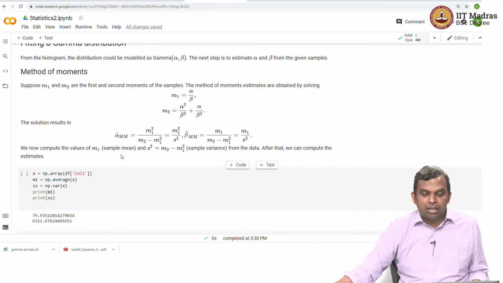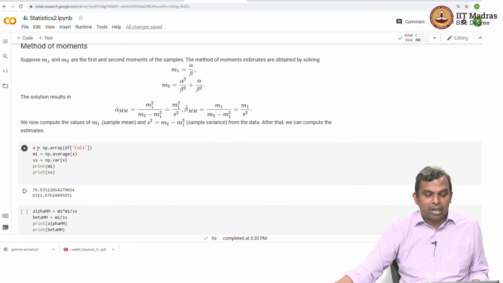You can compute the values of m1 and s squared, which is the sample variance, is m2 minus m1 squared, and you can do all this. Okay, so this is fine. So you can do the method of moments estimate quite straightforwardly. So that's what I've implemented here.